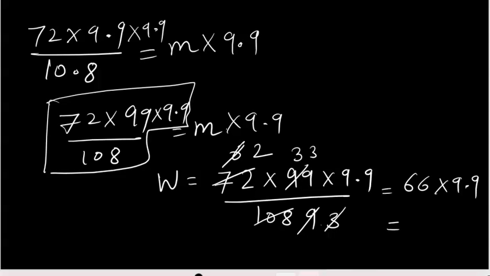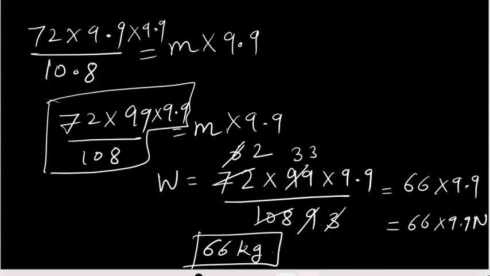So this will be 66 into 9.9 Newton, but the weight shown will be 66 kg. So the mass will be 66 kg. So weight is 66 into 9.9 Newton, but the mass that it will finally calculate is 66 kg. So the 66 kg is the actual mass of the person.